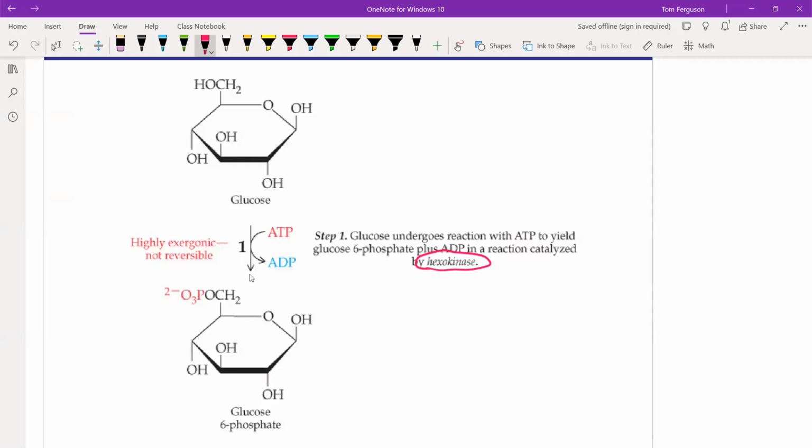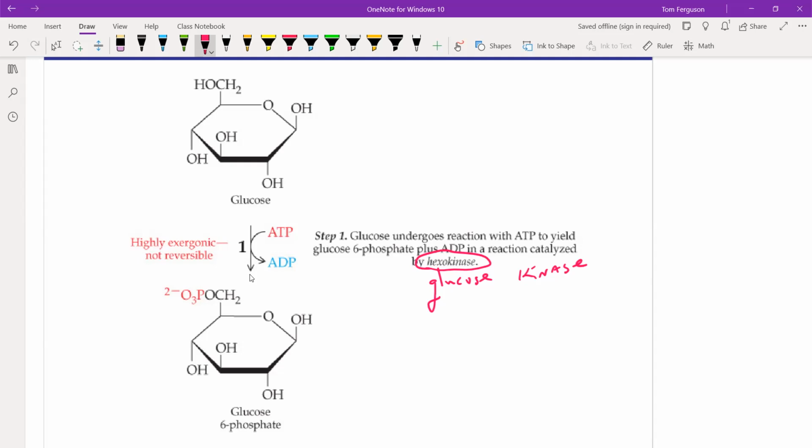Okay. There are two ways to write hexokinase. One is hexokinase, the other is glucokinase. That's the substrate kinase. I like glucokinase better than hexokinase. Hexo just indicates it's a six-membered sugar. This is specific for glucose.